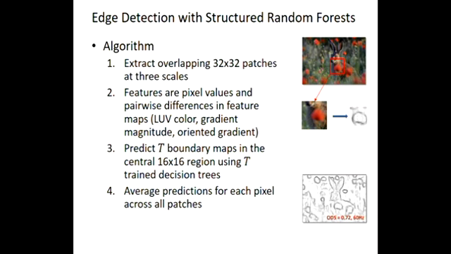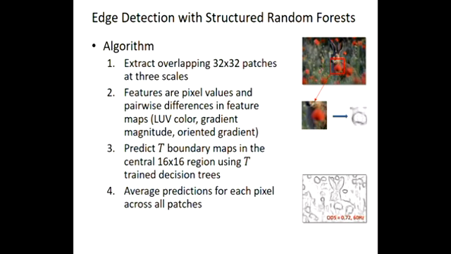by 32 patch. Then you train these random forests, which are a general machine learning approach for regression or classification that maps from a feature to a label, to predict T boundary maps, where you have T trees in the center region. So you look at this whole 32 by 32 region, but then you just predict an edge in the center of it. So here's the prediction. And then you average the predictions for every pixel across all the patches, and then you get your final predictions.